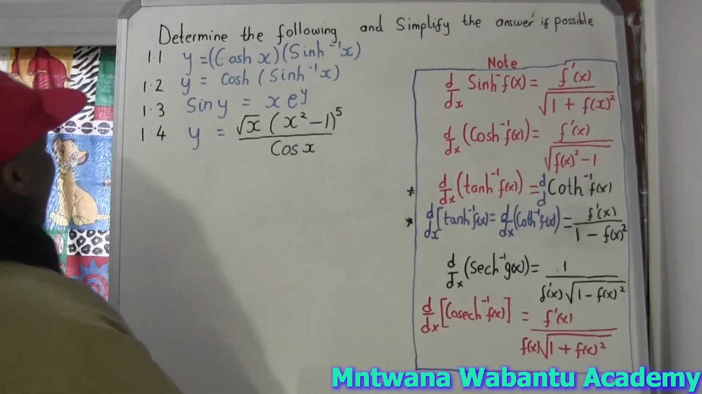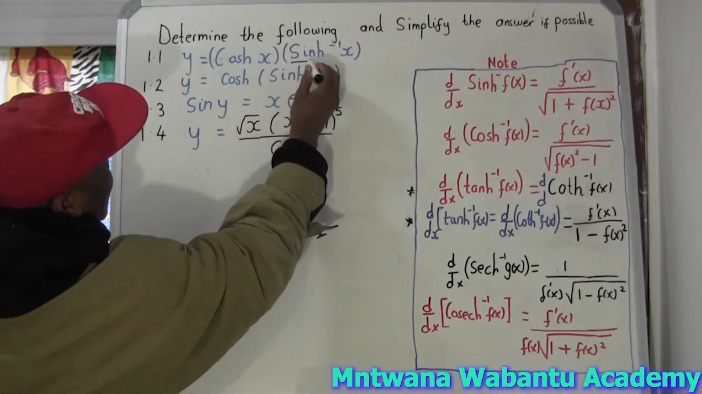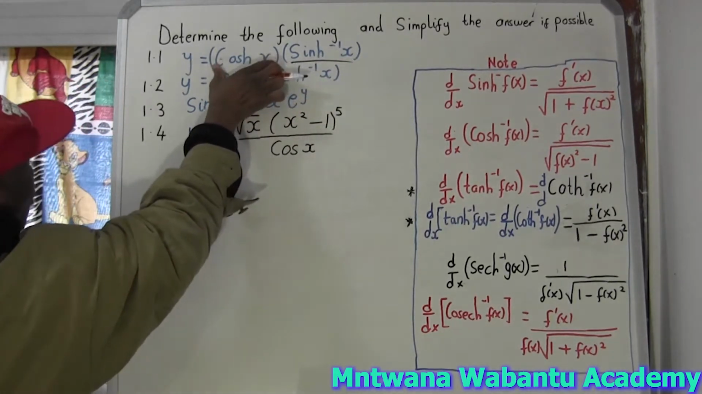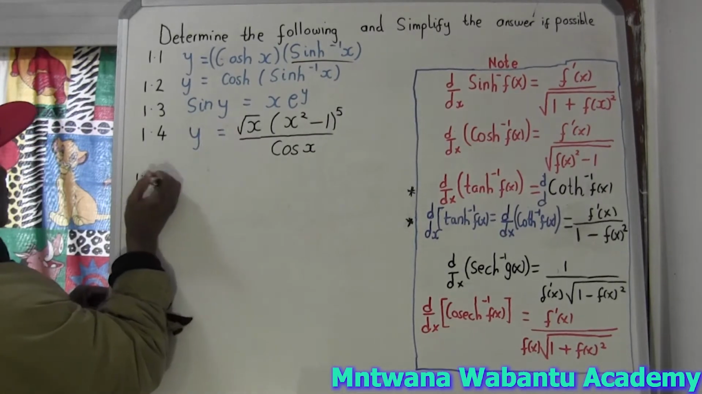Let's get started. First question, they say simplify. So what we're going to do here, first and foremost, you have to know this is a product rule. You have this group and this group, and this is a product rule. So we know the product rule.